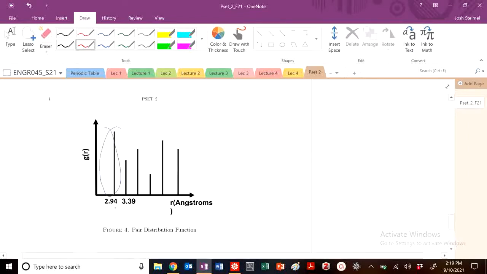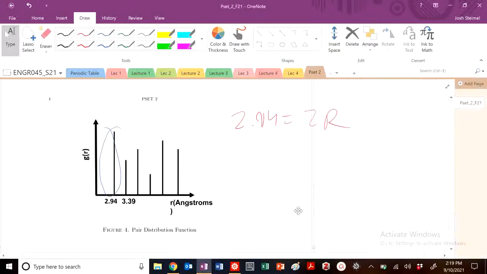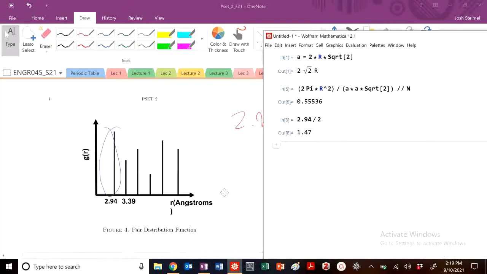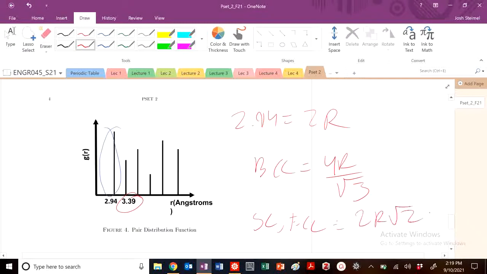So I know that this distance, 2.94, is equal to 2r. So my metallic radius is going to be 2.94 divided by 2. So 1.47 is my metallic radius. So that's great. I also know that this distance here is going to be my next nearest neighbor distance. So for BCC, I know that this is equal to 4r divided by square root of 3. For simple cubic and for FCC, my next nearest neighbor distance are both 2r root 2.